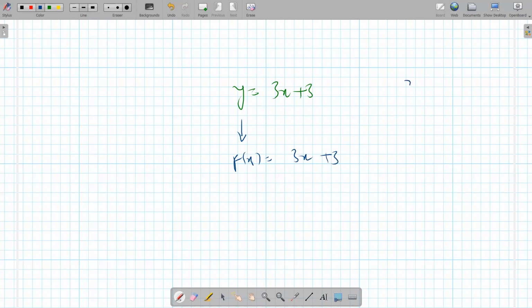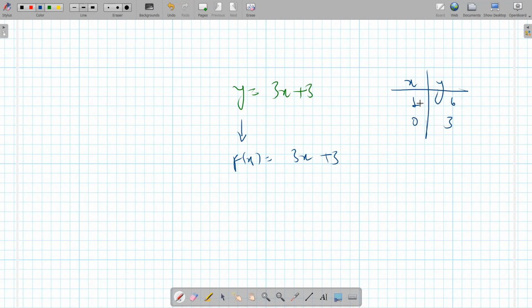Let's make a quick table of values for this one. If x is 1, what would y be? 6. Yes. And if x is 0, y is 3. So now, how do we visualize these points?